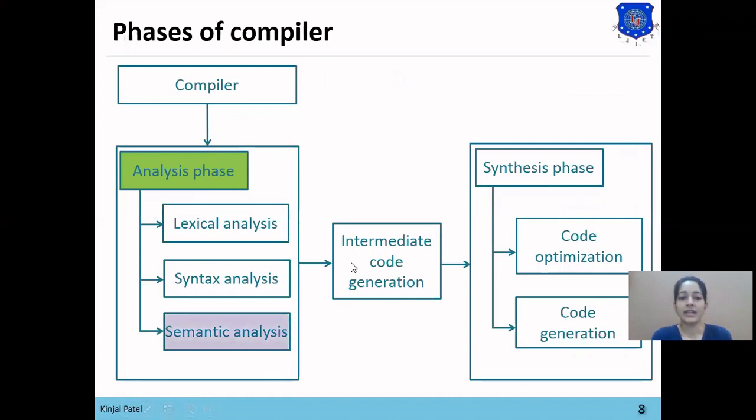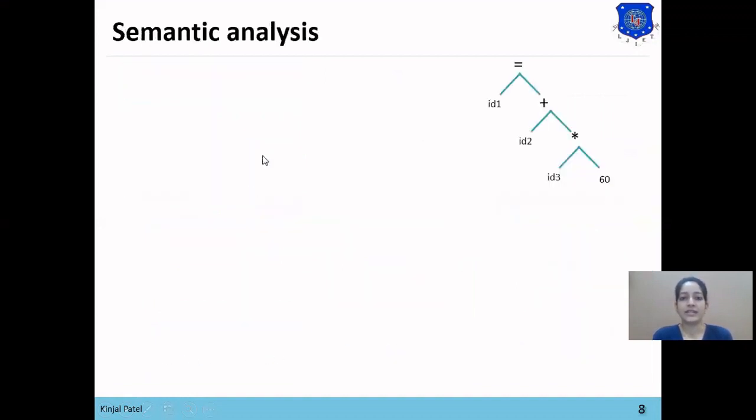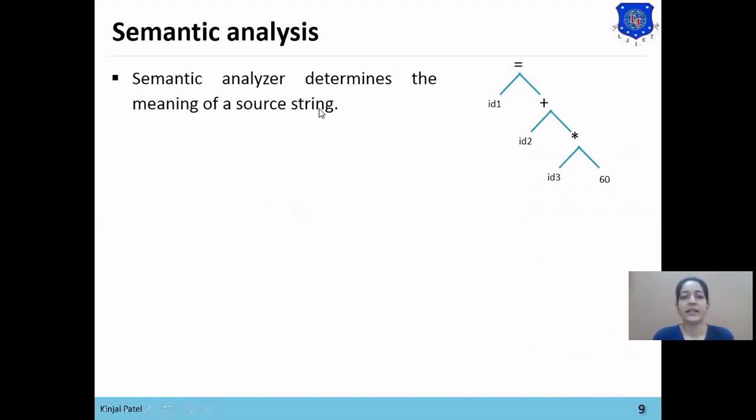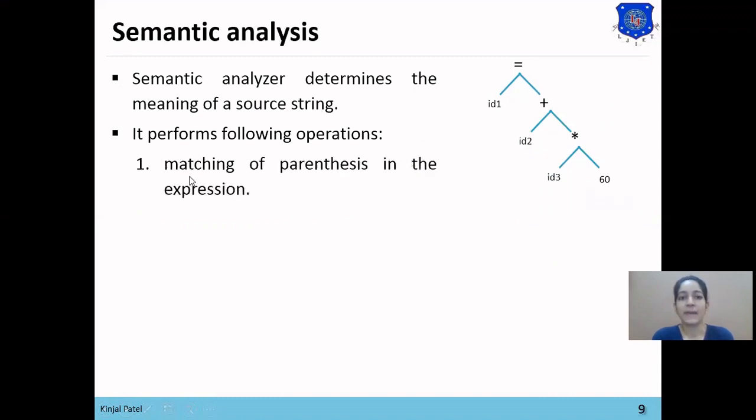So semantic analysis will define the meaning of our statement. So the next phase is semantic analysis. It determines the meaning of our source string and it performs the following operations. So first, matching of parentheses in the expression. If any mismatch occurs in the parentheses in the expression, then it will generate the error messages.